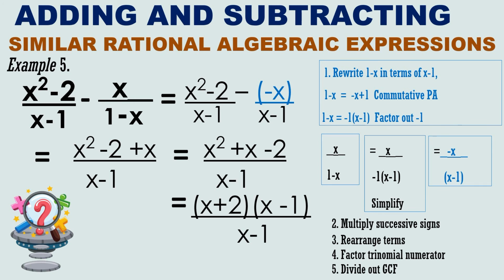And then we have a common factor, which is x minus 1. So dividing out the GCF, which is x minus 1, what's left is x plus 2, and x plus 2 is the final answer or the answer in simplest form. So we have x plus 2 as the difference of (x squared minus 2) over (x minus 1) and x over (1 minus x).